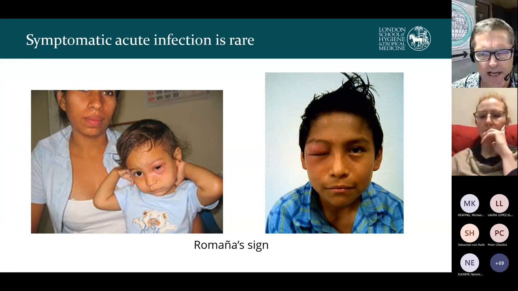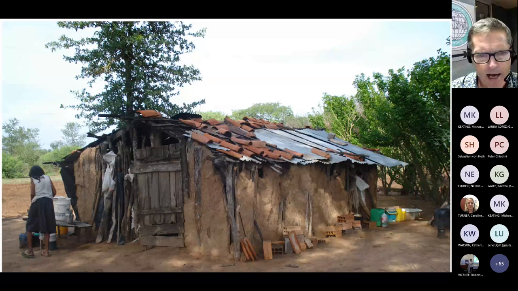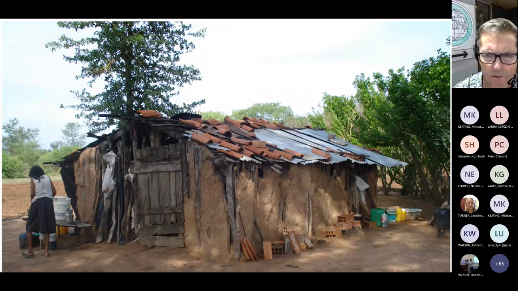And we certainly don't see acute infection in people returning from Latin America. And that's because they don't really go to most of the places where you're likely to get infected. So this would be a typical homestead where the vector would thrive. This is an adobe walled building. The bricks and indeed the covering of the house are made with adobe, which is a sort of mud and straw mix that makes bricks. And it's full of cracks.